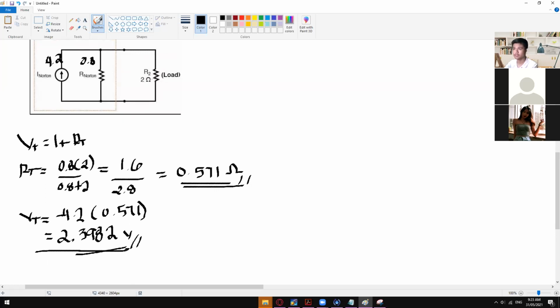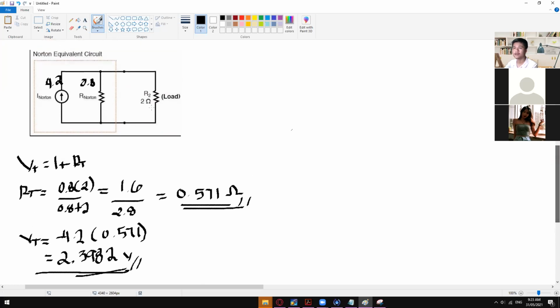And then from here you can also solve for the voltage drop across R Norton and then the voltage drop across R2, since we already have this current right here. But before you can do that, you have to know the current that is flowing right here first before you can solve for the voltage drop across R2. So you need to get the current that is also flowing here because they will split into two.